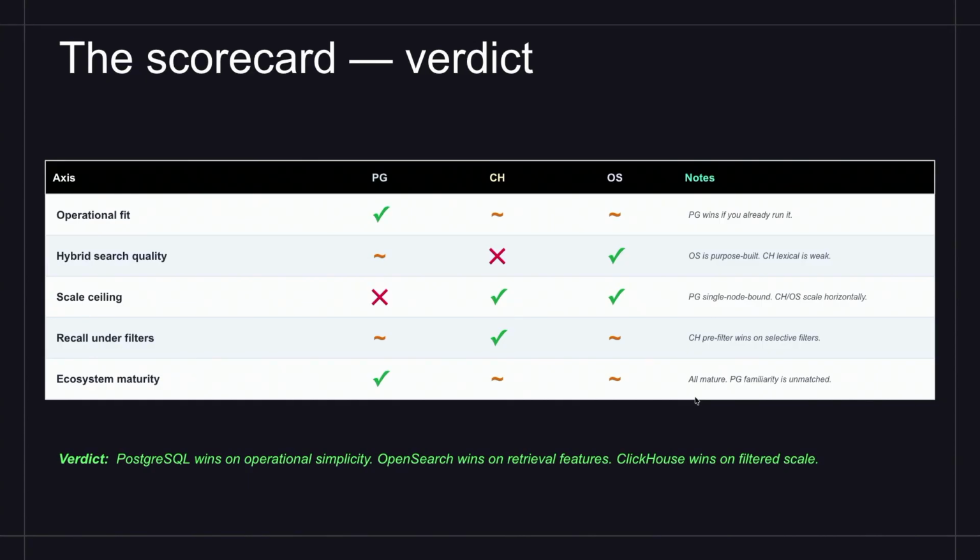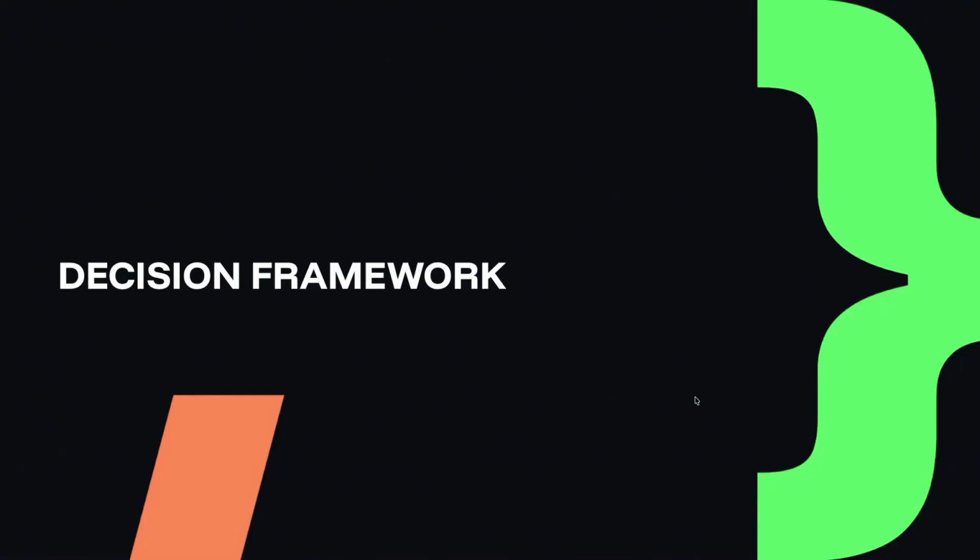So my honest opinion is PostgreSQL wins on operational simplicity and OpenSearch wins on retrieval features. If you have retrieval as the product, then OpenSearch. Or if you have a huge data volume and you want to win on filtered scale, then ClickHouse wins.